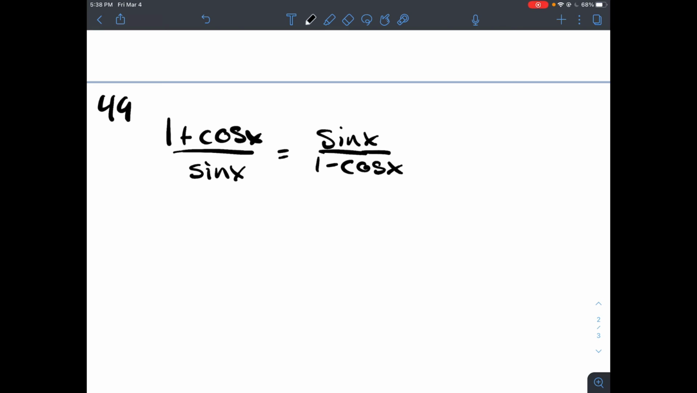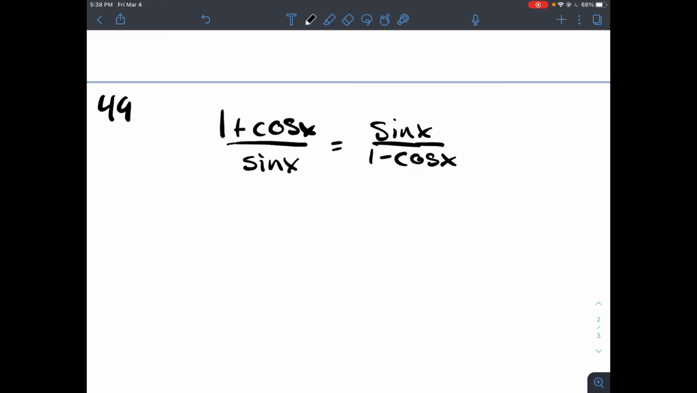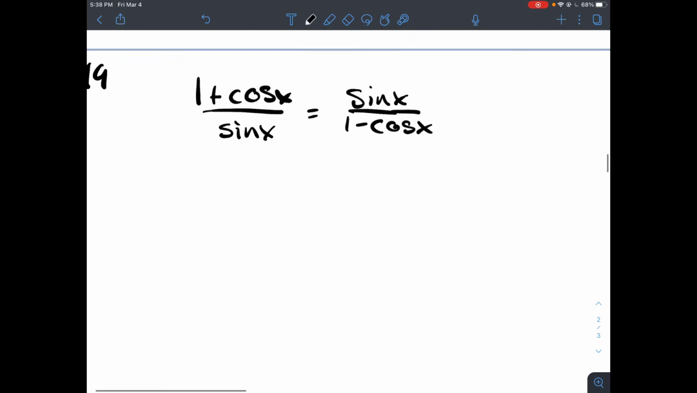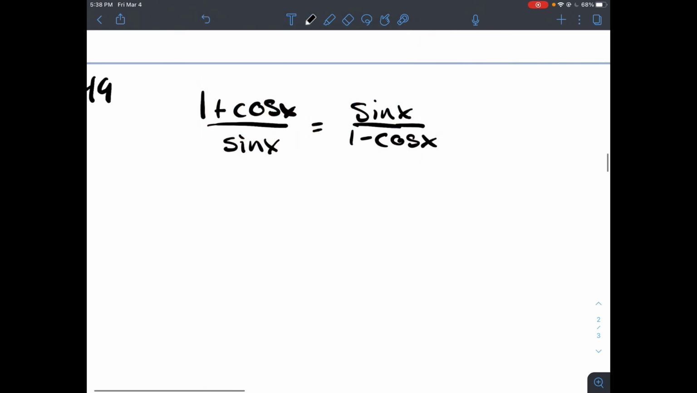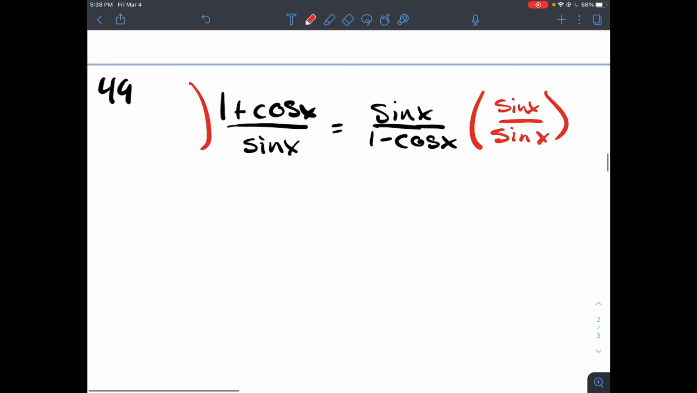So my first thought in doing this is that both the bottoms and the tops are different. So if I get both of the bottoms to be the same, we'll be well on our way. So I'm going to multiply this side by sine x over sine x, and this side. Oh, I already see how this problem's working out. This is going to be so cool. Well, we're actually about to be done. This is actually cool. I like this.